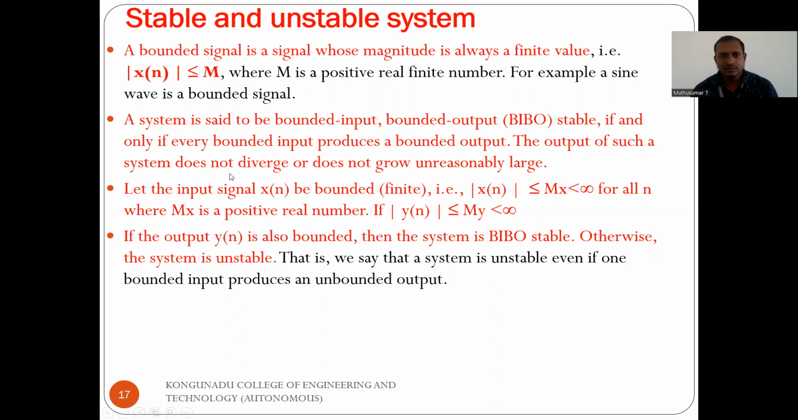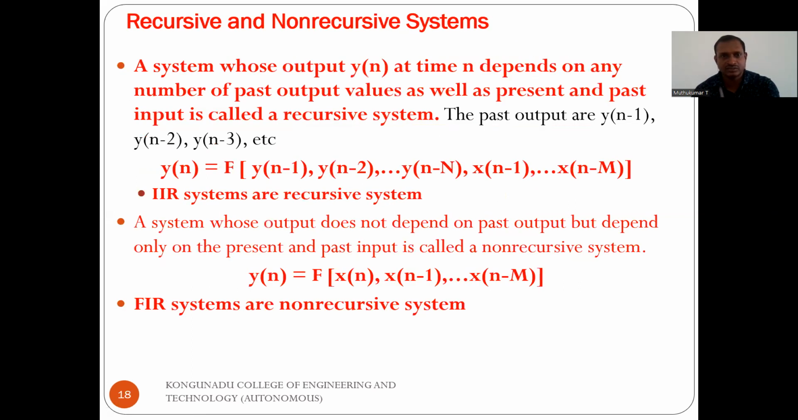The output of the system does not diverge or grow unreasonably large. This is the characteristic of a BIBO system. If the output is also bounded, then the system is BIBO stable. Otherwise, the system is unstable. A bounded input should provide a bounded output. If that is not happening, it is called an unstable system.